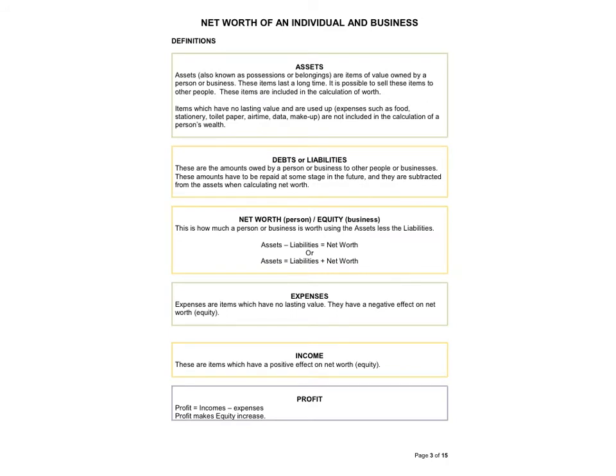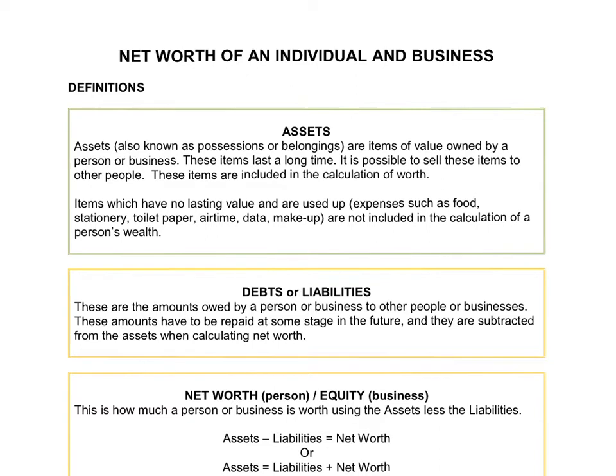In today's lesson, we will be starting with net worth of an individual and a business. Before we get into net worth of a business, we need to figure out what a net worth is on a personal basis, so for an individual. As we have discussed in the previous lesson, when we were looking at how wealthy you were as a person, we were looking at your assets, which could also be known as your possessions or your belongings.